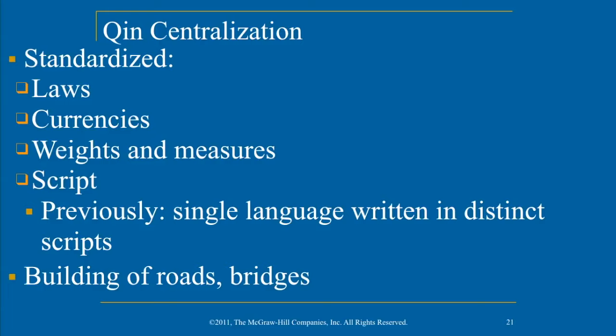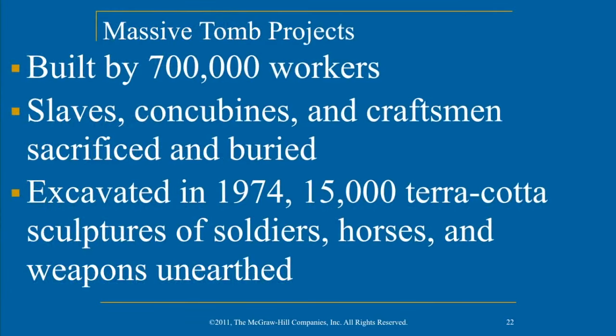And finally, script. Previously, there were single written languages with distinct scripts, and now it's one language with one cultural alphabet that is always the same across the entire empire, and there's the building of roads and bridges that supports trade and commerce. There were massive tomb projects built by 700,000 workers, slaves, concubines, and craftsmen sacrificed and buried after it. These massive tombs were created, excavated in 1974.